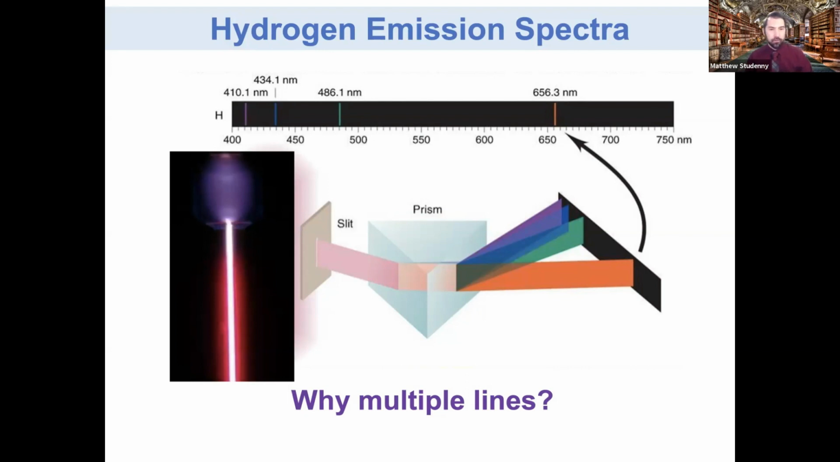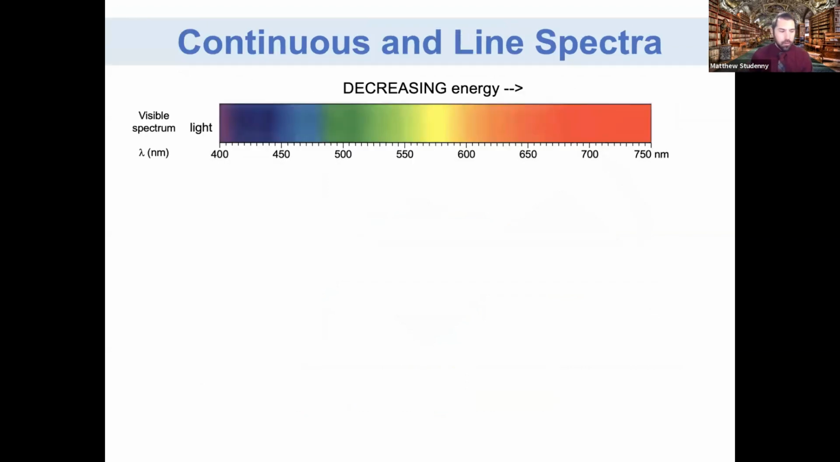So that's why you get those multiple lines. And again, I'm not going to spend too much time here. I did want to point out, and it's going to be important for your lab, that as I move from violet up towards red on this spectrum, we're actually decreasing energy.